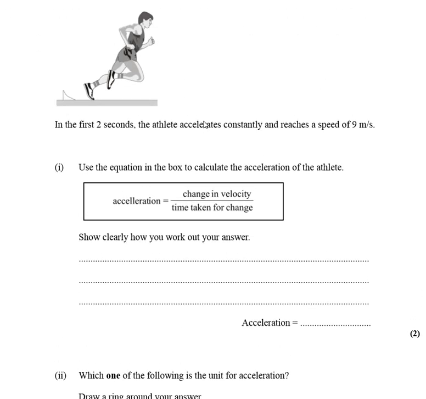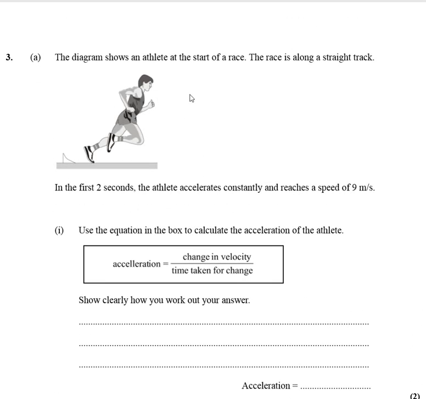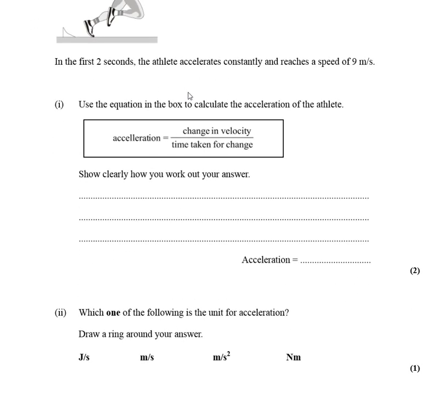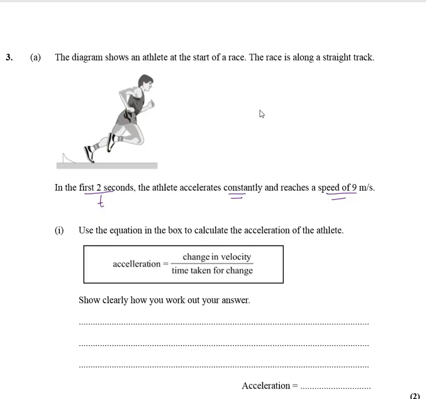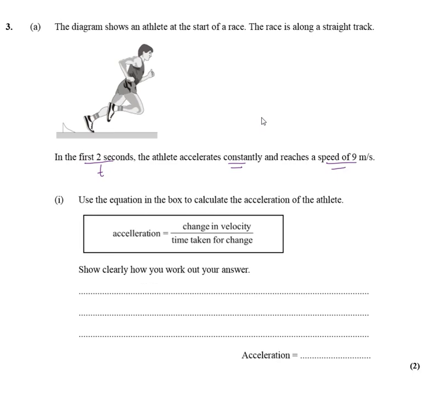Now let's take a look. We have used the equation again. Let's use the equation. So in the first 2 seconds, this is the time, the athletes accelerate constantly to reach a velocity of this much. Okay, so they reach a velocity of this much. So they start the race. Therefore we can have this.